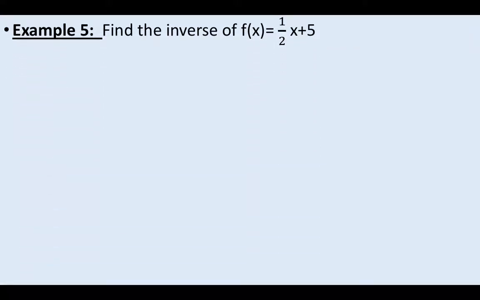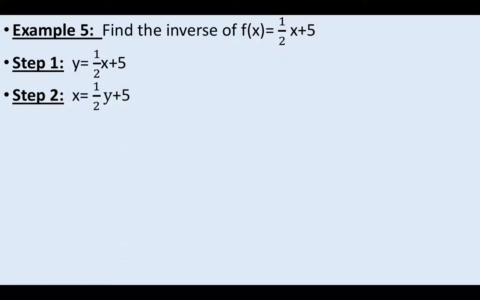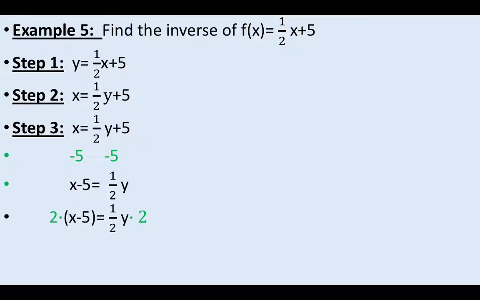Alright, so example 5, let's take a look at this. Again, I'm going to walk us through the steps. Step 1, switch f of x to y. Step 2, switch x and y. Step 3, solve for y. In this scenario, I'm going to first subtract 5. Then, to get rid of 1/2, multiply both sides by 2. When you multiply both sides by 2, make sure that 2 distributes, so you get 2x minus 10 is equal to y. Now you have y solved for, therefore, step 4 is just rewrite the y with f inverse notation, and you're done.